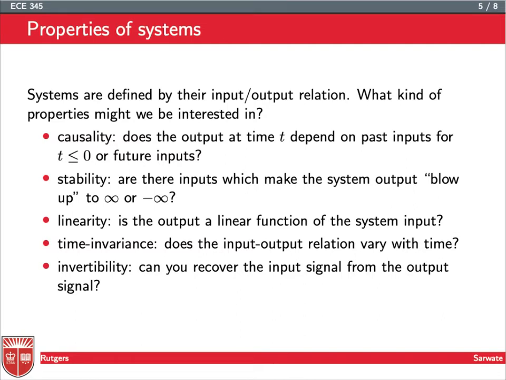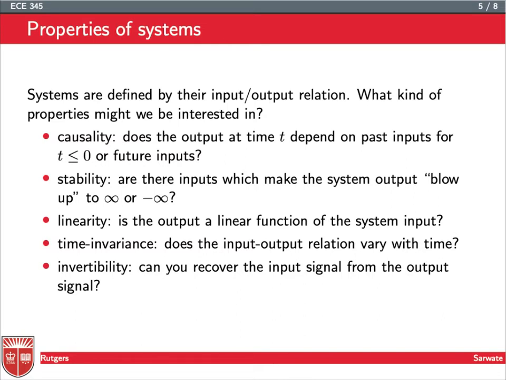However, many systems we want them to be causal, and that's because we want to be able to plug them in and have them work in an online way. If you want a system that works in an online way, you need to have the output be a function only of past inputs. So what about stability?